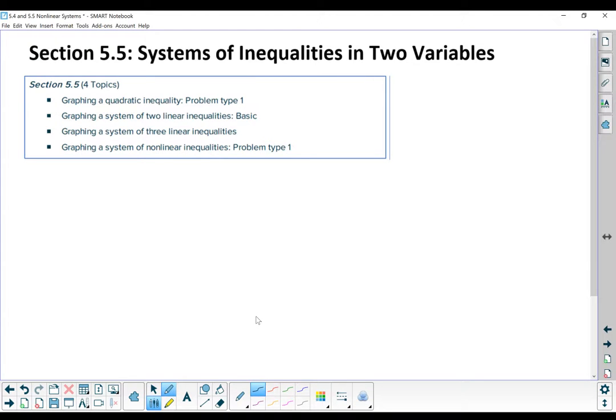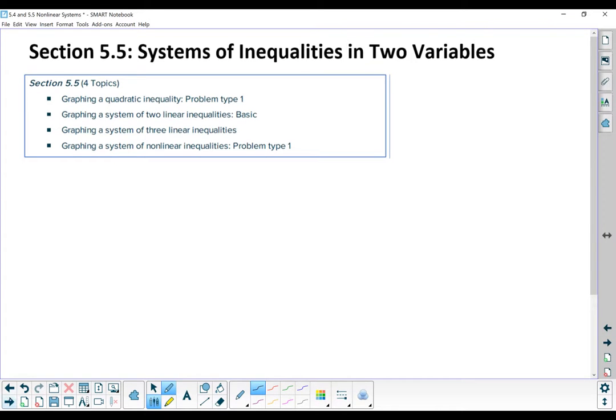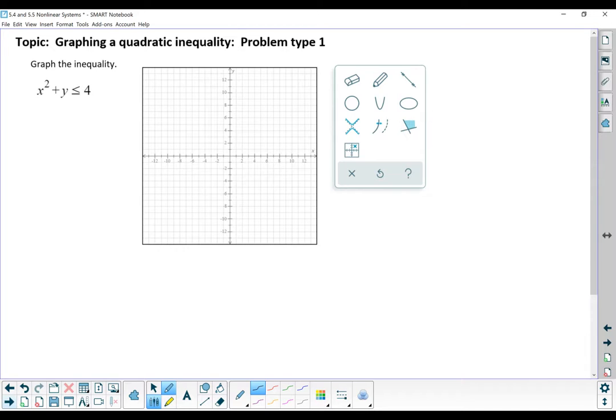Hello, Math 1050. This is section 5.5, Systems of Inequalities in Two Variables. So we've been doing a lot of algebraic computation with our systems, but now we're going to switch to graphing with our systems. We've got 4 topics here. So we're graphing not equations, but inequalities, which means we're going to be shading. Our first topic is just to practice graphing an inequality, and we'll get to the systems in a minute.